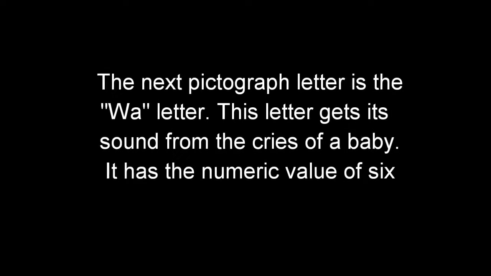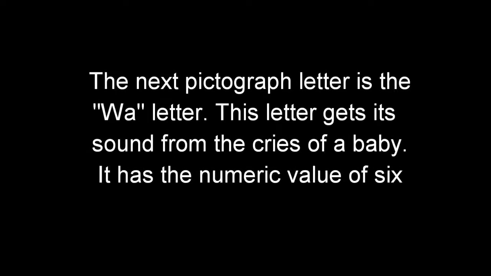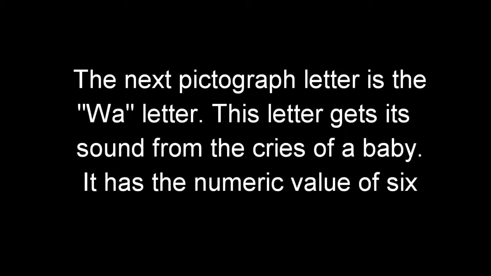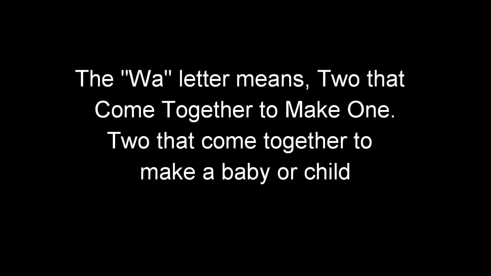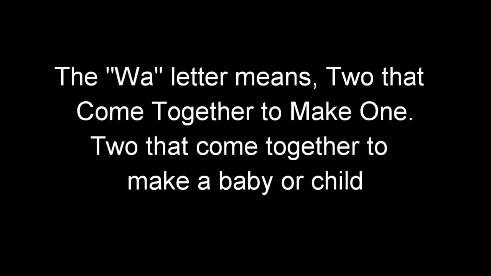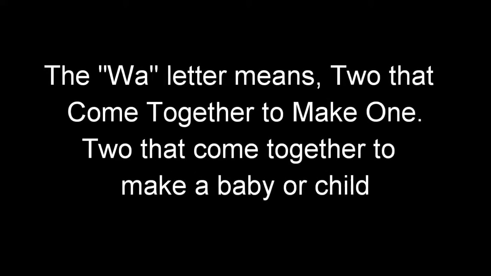The next pictograph letter is the Wa letter. This letter gets its sound from the cries of a baby. It has the numeric value of 6. The Wa letter means 2 that come together to make 1. 2 that come together to make a baby or child. This pictograph letter is also used to spell the tetragrammaton name of Yahweh.